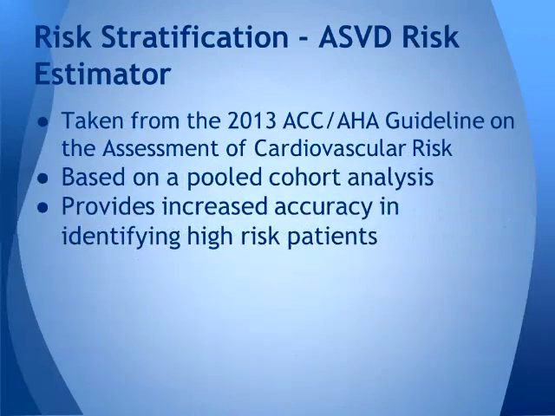So recently, in 2013, the ACC developed the atherosclerotic vascular disease risk estimator. Like I said, it's based on pooled cohort analysis, and it provides increased accuracy in identifying high-risk patients. So particularly with the new statin guidelines and blood pressure guidelines, the atherosclerotic vascular disease risk estimator is what you're going to be using to determine statin therapy and blood pressure therapy.